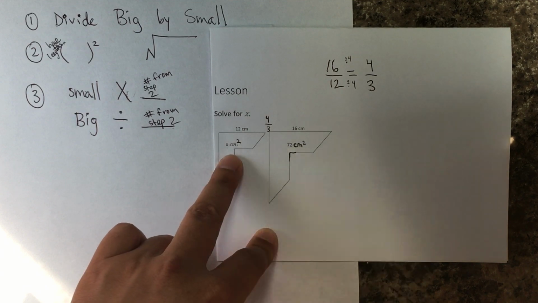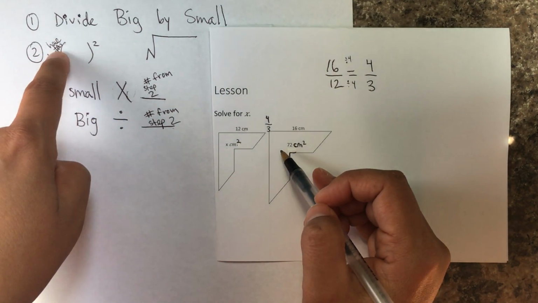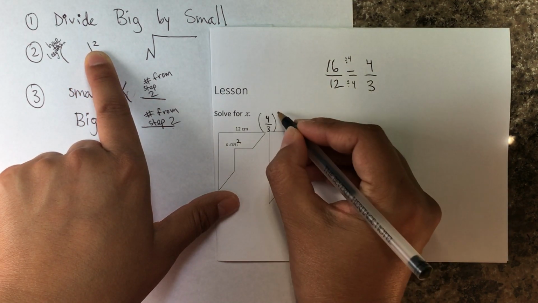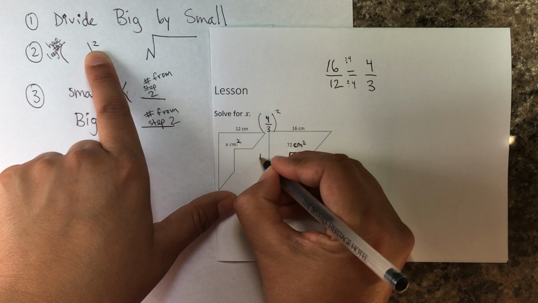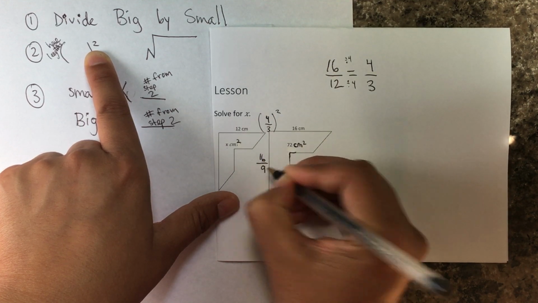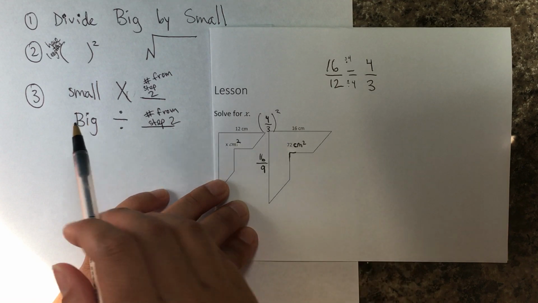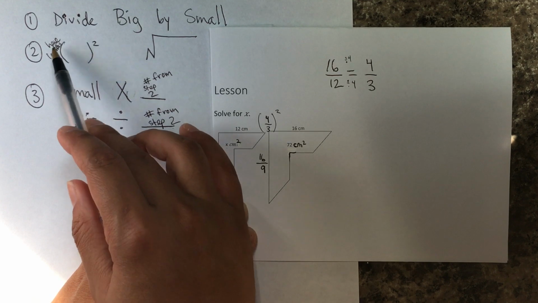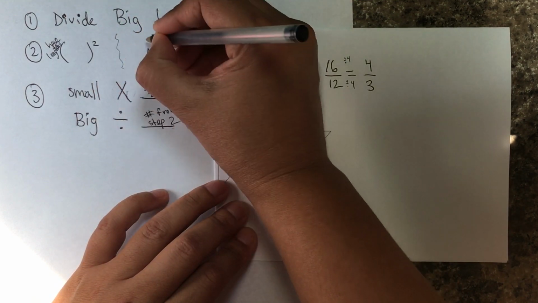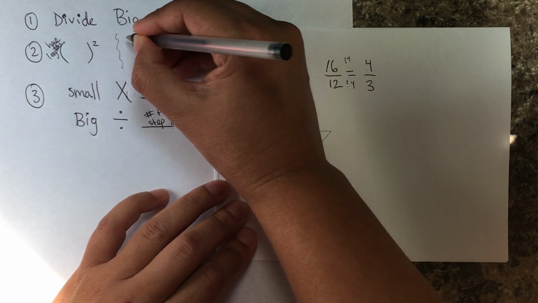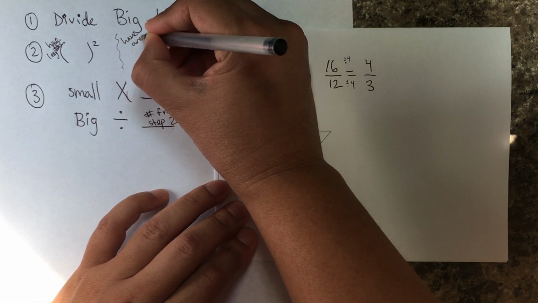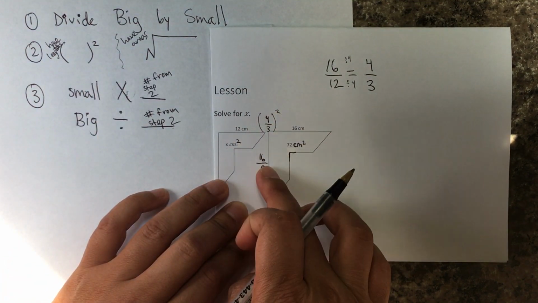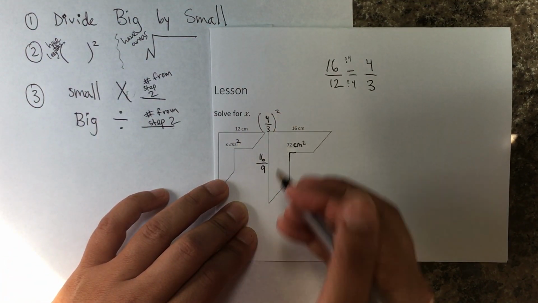Now, since we have lengths, we're going to square the unit. So this is going to be 4 times 4 is 16, and 3 times 3 is 9. And that's the second step. We squared it because we have lengths. Squaring is only done when we have areas... okay, but right now we don't have areas, we have lengths, so we're going to square it.